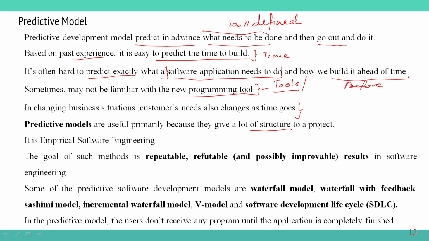So this helps you to give a structure. It is empirical software. Empirical means there are certain proofs that will be available. The goal of such methods is repeatable and refutable, that is, improvable results. So you can have repeatable and improvable results in software engineering. Once you have predicted it, then definitely you can repeat it, then you can improve if required.